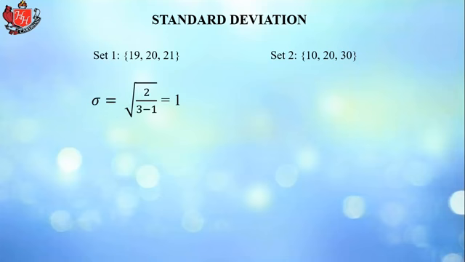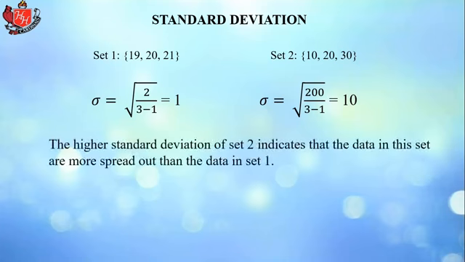So for set 1, our sum of squared deviations was 2. N is 3, so 3 minus 1 is also 2. 2 divided by 2 is 1, and the square root of 1 is 1. So that's what you see there. For the set on the right, we had 200 for our sum of squared deviations. N is 3, so 3 minus 1 again is 2. So 200 divided by 2 is 100, and the square root of 100 is 10. The higher standard deviation of set 2 indicates that the data in this set are more spread out than the data in set 1.